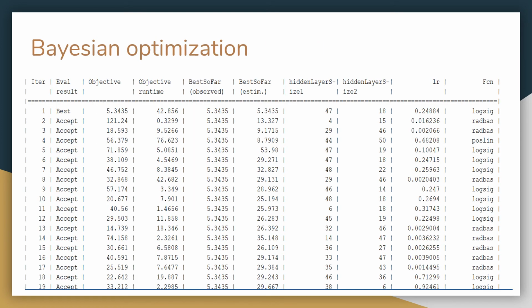This is a glimpse of the optimization table for the neural network parameters. The neural network has been optimized using 30 different combinations. Error has been considered using mean square error. After obtaining the best combination, the neural network has been trained with those parameters.